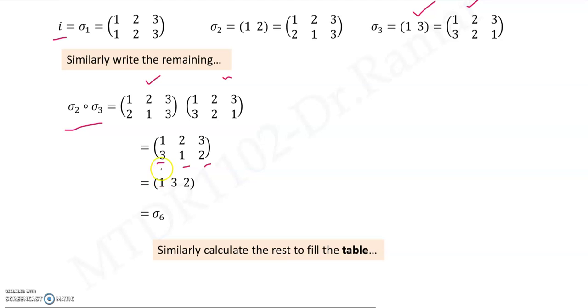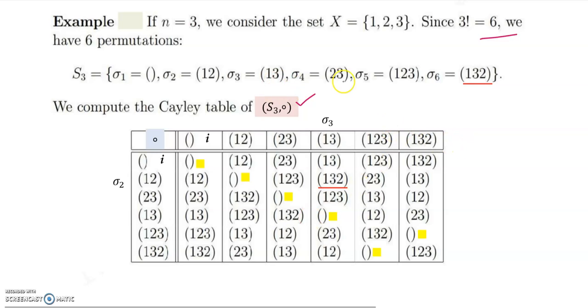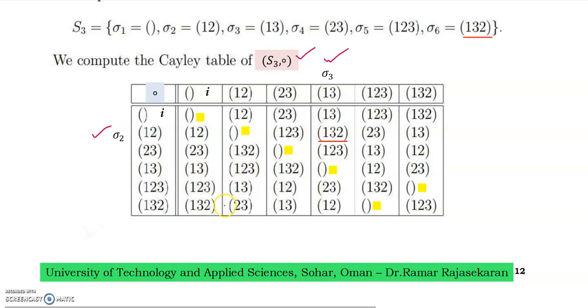So now you see here, this is 1 to 3, 3 to 2, 2 to 1. So here we have a 3 cycle. That is sigma 6, a 3 cycle. What is 1, 3, 2? You go here in the table, 1, 3, 2. This is called sigma 6. That's why you see here sigma 2, sigma 3, I do 1 for a sample. Okay, how to do? I did sigma 2, sigma 3. Answer is 132, that is sigma 6. That's why I'm writing here. Similarly, you do 1 by 1, then fill the table.